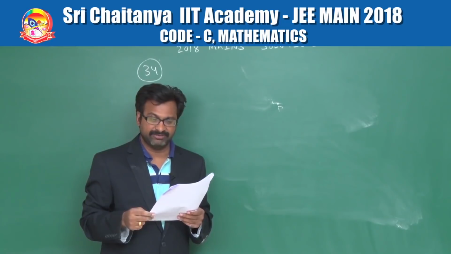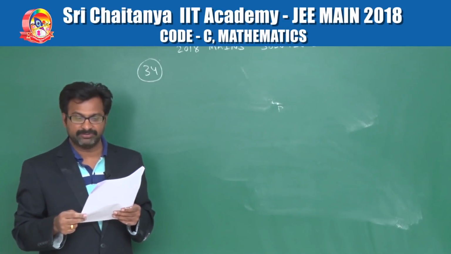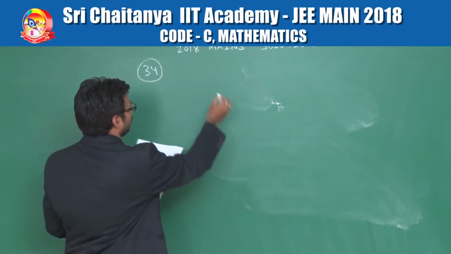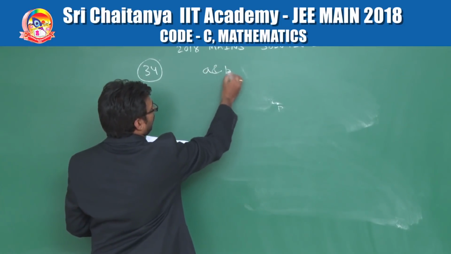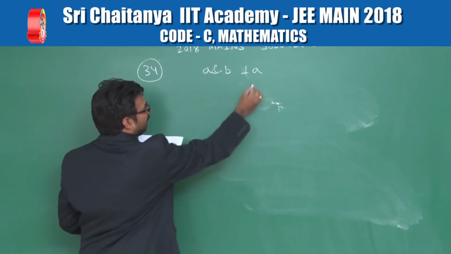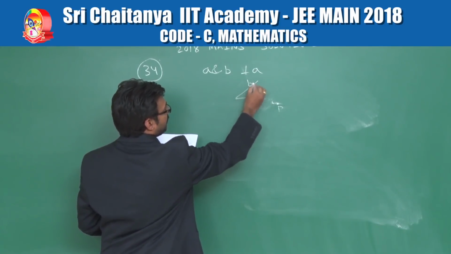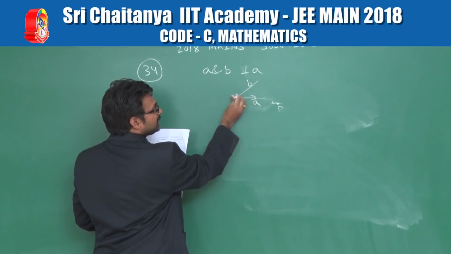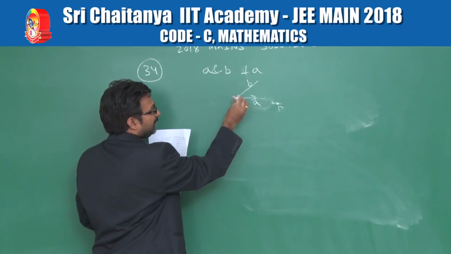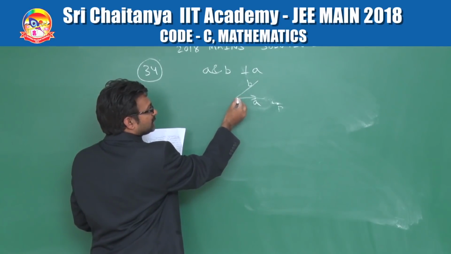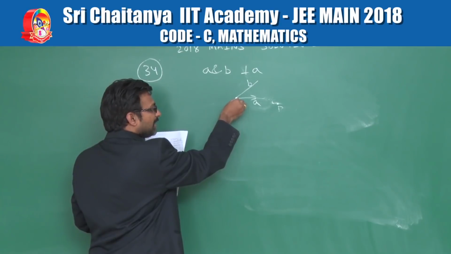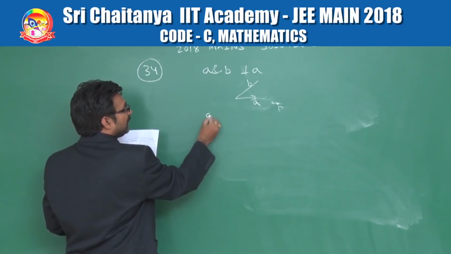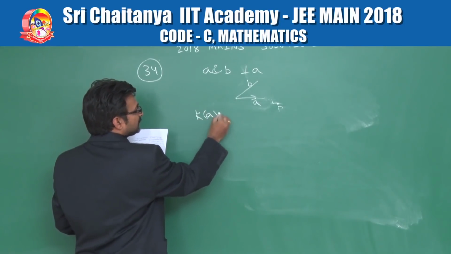Let us see question number 34. U is a vector coplanar with A and B, and U is perpendicular to A. So, a vector is coplanar with two vectors A and B and perpendicular to A. So, let us consider A cross B. A cross B is a vector perpendicular to the plane. Now, you consider A cross B. A cross B or minus A cross B, both of them will fall into the plane. Therefore, K into A cross B.